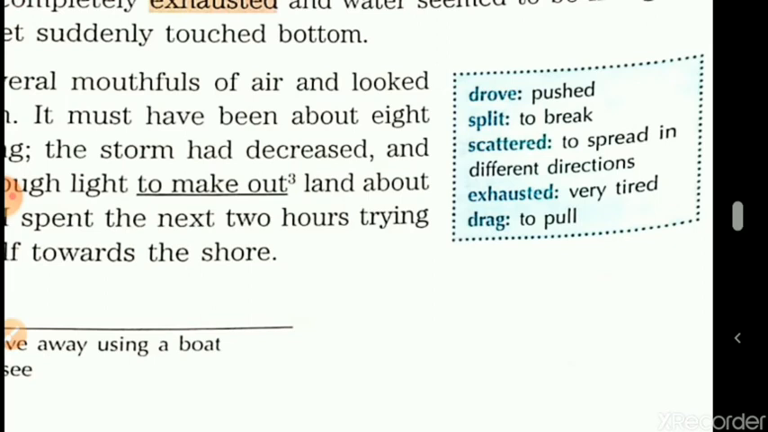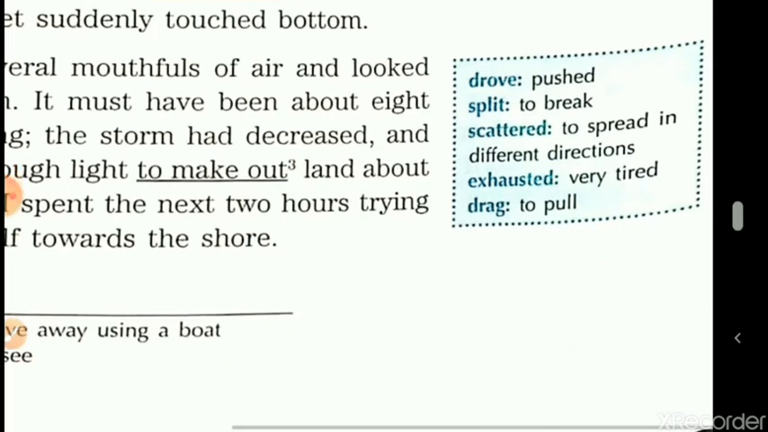The film contains some violent scenes, and the spelling of scenes is S-C-E-N-E-S. The film contains some violent scenes. And the sixth word is scattered. The sentence on scattered is: toys and books were scattered around the room.